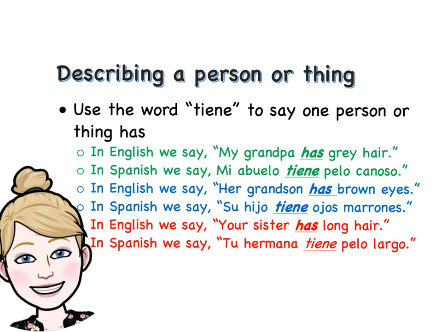In English, we say, her grandson has brown eyes. In Spanish, we say, su hijo tiene ojos marrones. In English, we say, your sister has long hair. In Spanish, we say, tu hermana tiene pelo largo.